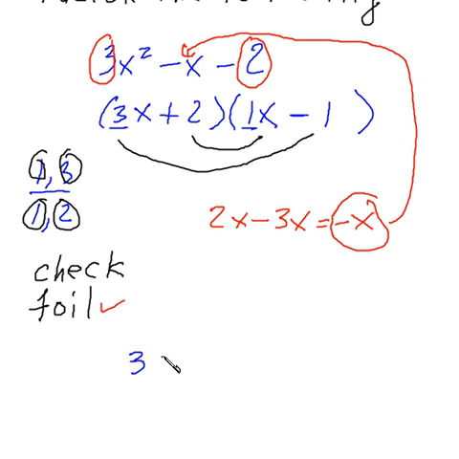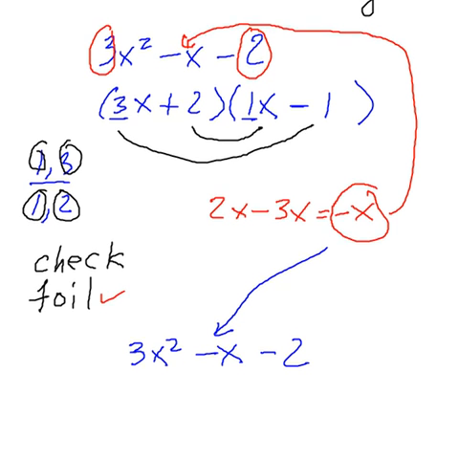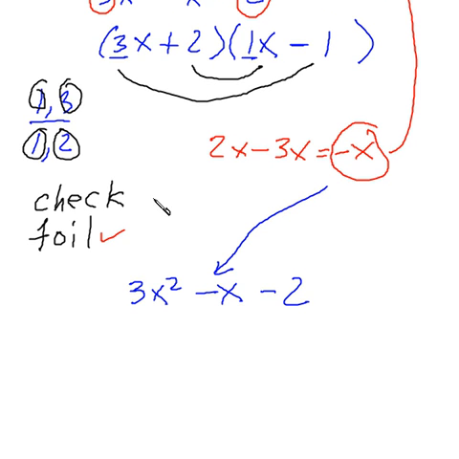3x times 1x, of course, produces 3x squared. The middle term we've already checked, so it looks good. And then if we take 2 times negative 1, we get the negative 2. And guess what? This thing looks pretty good.